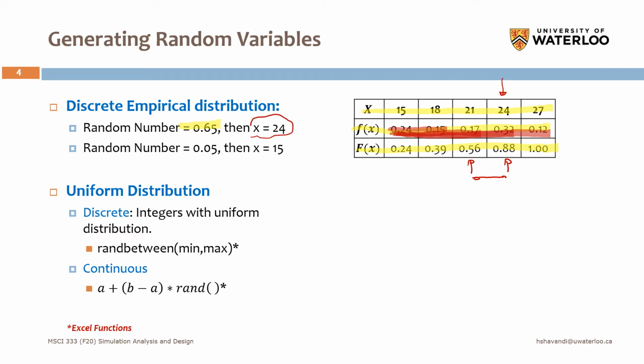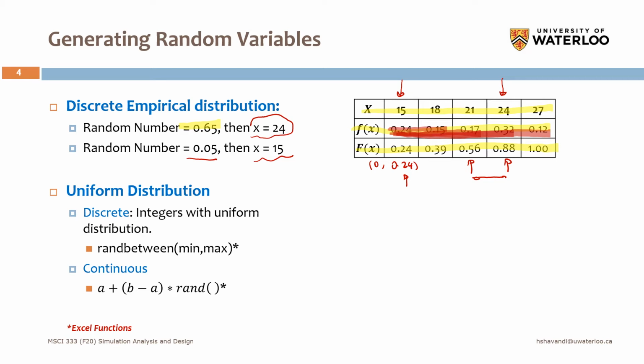Or let's say we have another random number, which is 0.05, and it's between 0 and the first number, which is 0.24. Again, the upper limit here maps to the x value, which is 15. So x will be 15 here. So this is how we go for discrete distributions. So let's have other examples for continuous distributions or other distributions.